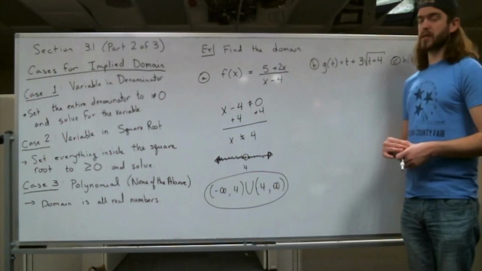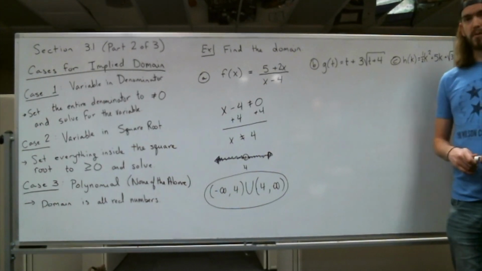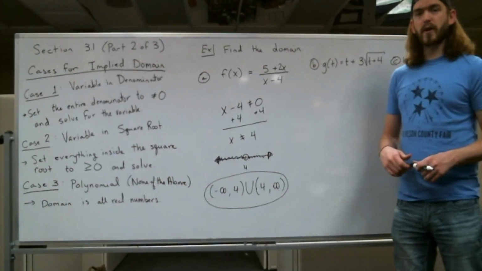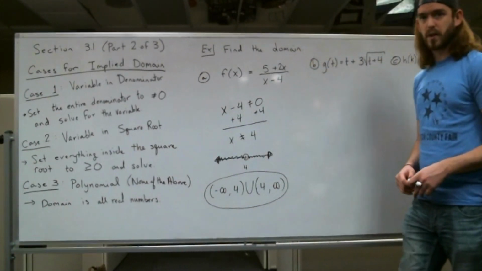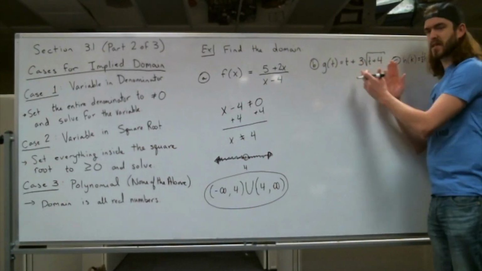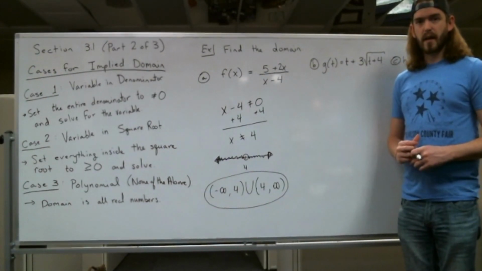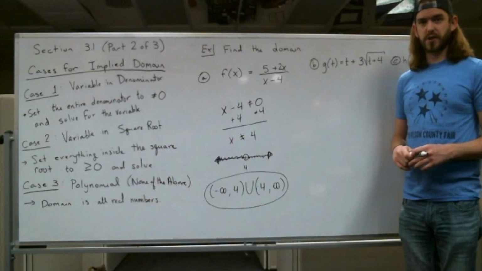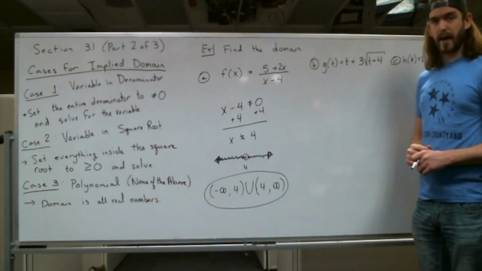Our next example is g of t is equal to t plus 3 times the square root of t plus 4. If we go over and look at our cases, we see that this one falls under case 2. There's a variable in the square root. Now you might be asking, what about this t that's added in front? Once again, that's not going to affect the domain at all. It's not going to cause any restrictions in the domain. So we're only worried about what's inside the radical.